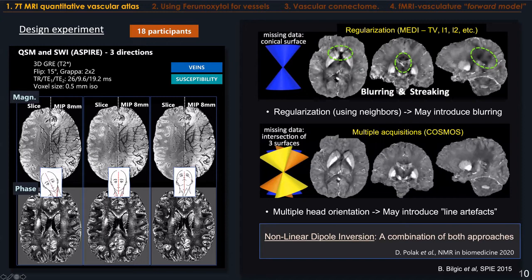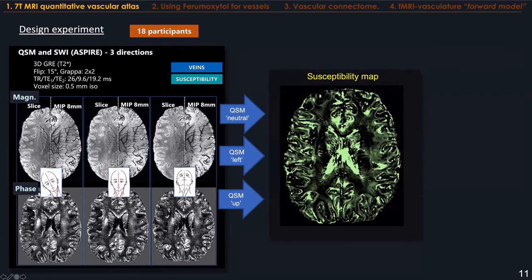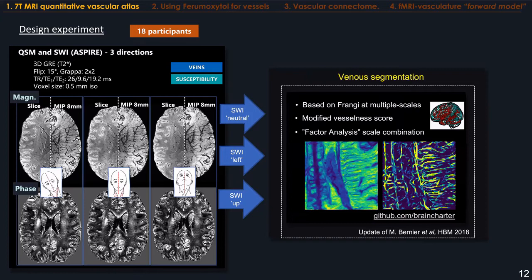From those 3 different head direction, when we compute the susceptibility map, we get something like this, but we can also segment the vasculature from each of those maps. For this, we use the approach that we developed back during my PhD. Also, this approach, as well as the Atlas, is available online at the GitHub link that you see here. It was based on a Frangi computation at multiple scales. It includes a modified vesselness score compared to the classic method. It merged the different scale of the vessels using factor analysis, and then it used some post-processing to get the vascular segmentation, as you can see here.